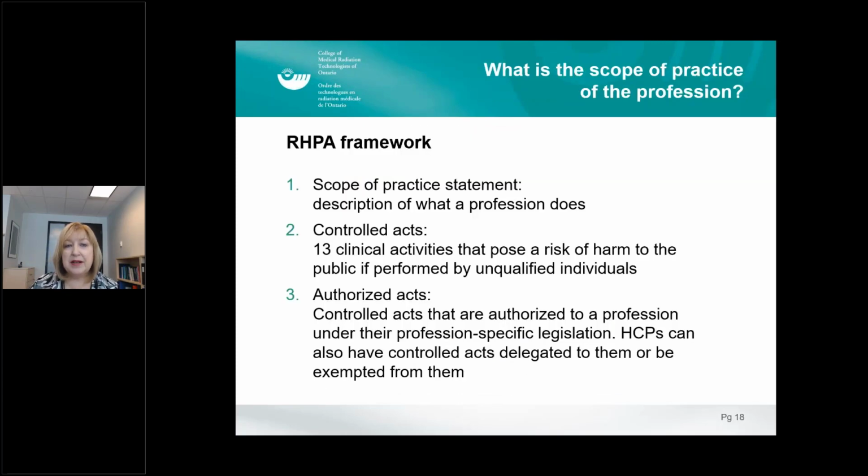So what is the scope of practice of the profession? And that's an important component. Under the RHPA framework, a scope of practice is a description of what a profession does. The RHPA also establishes 13 clinical activities that pose a risk of harm to the public if they're performed by unqualified individuals. And then under our profession-specific act, each regulatory college or each profession is given the authority to perform some of the controlled acts that make sense to their scope of practice.